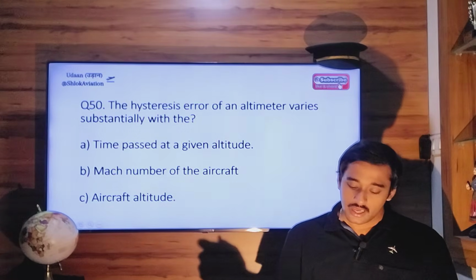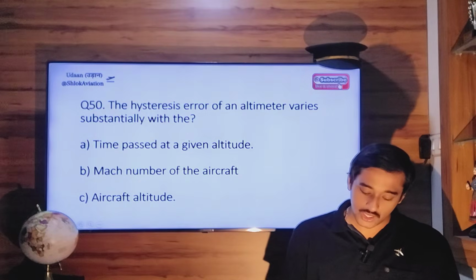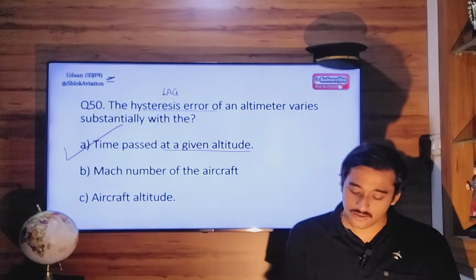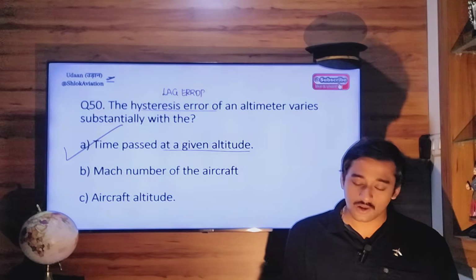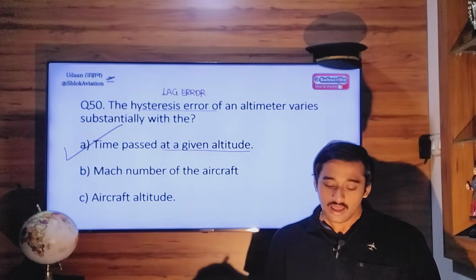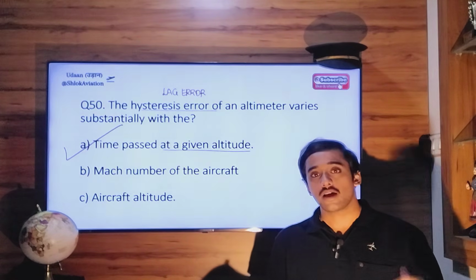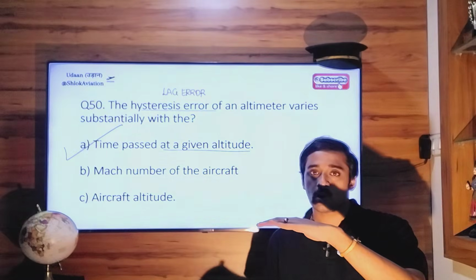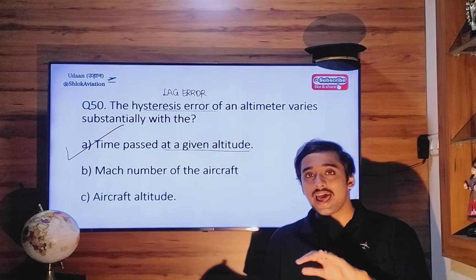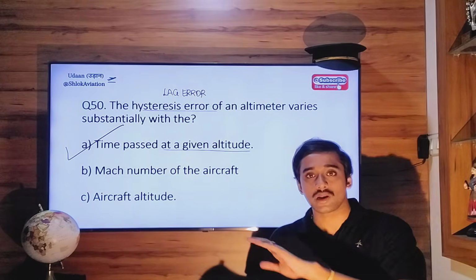50. The hysteresis error of an altimeter varies substantially mainly with what? The correct answer is time passed at a given altitude. Hysteresis error is nothing but lag error. When you spend a lot of time at a constant altitude, flying straight and level at a given altitude, the aneroid capsules in your aircraft will be subject to lag error. That means after flying for a long time at the same constant altitude, when you change your altitude, climb or descend, the altimeter will lag behind. That means it will take some time to register the changes in pressure as you climb or descend.